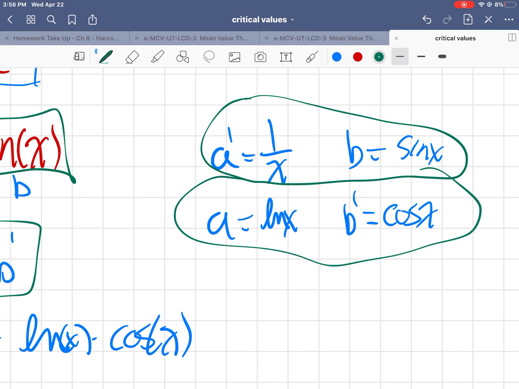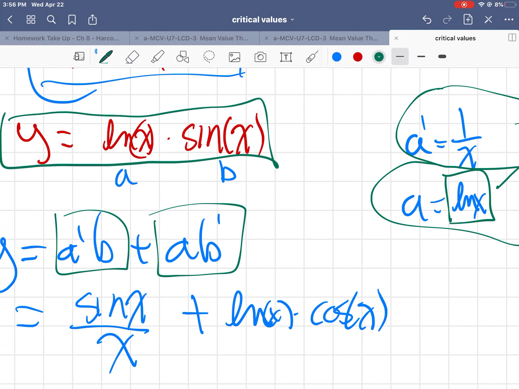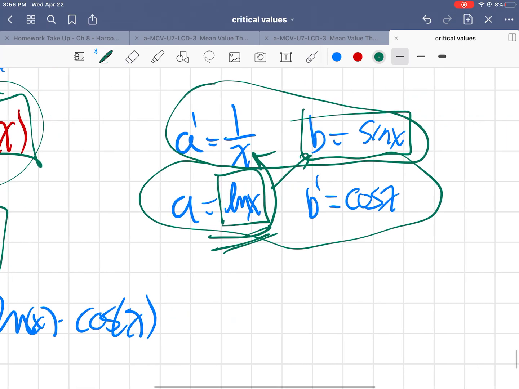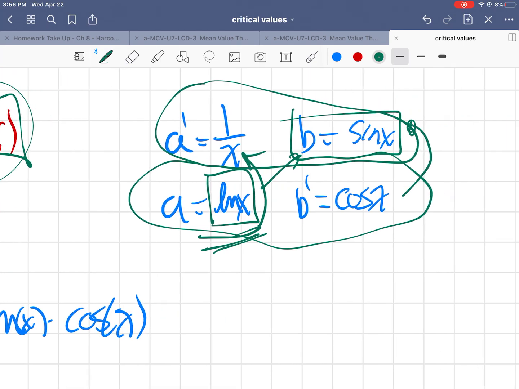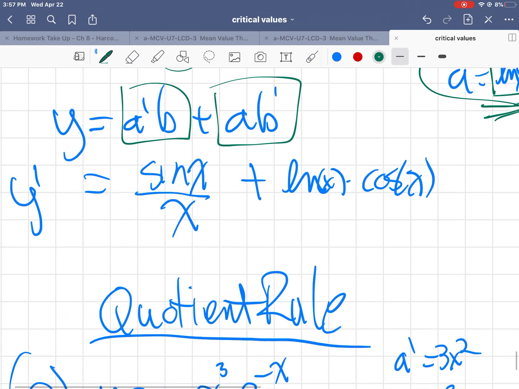So the first thing that you would write down is a equals ln x. Then you'd move up and to the right and write b equals sine x. And then you differentiate. So we know that a is ln x, b is sine x. For a, go up and do the derivative here, it's 1 over x. Start here with sine x, do the derivative, b prime, it's cos x. And now you import those values into the product rule.